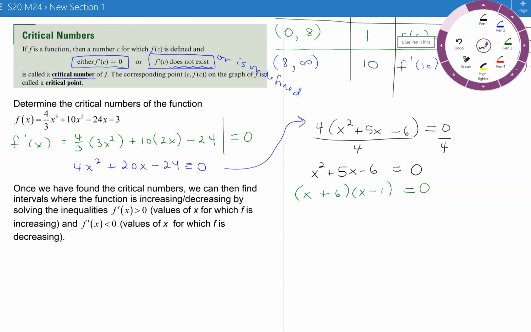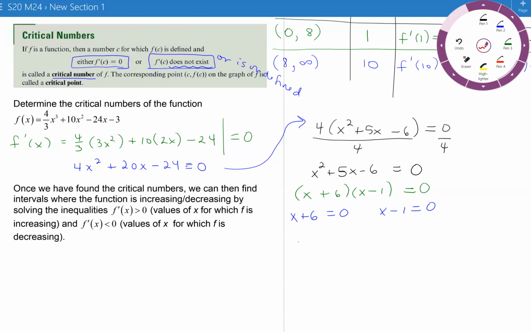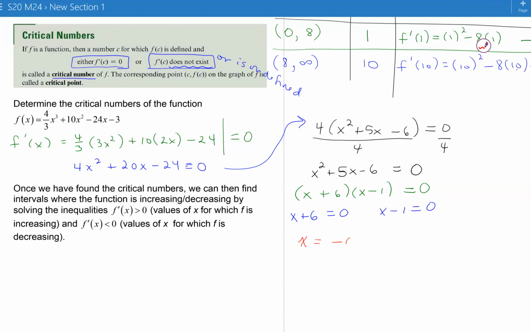And then we're going to use the zero product property that says these two things multiply together to 0. One or the other of them has to be 0. So that's going to allow us to find our critical numbers of -6 and 1. And that's all that's being asked. So don't do more than you're asked, but do all that you're asked. Determine the critical numbers. We're done. We have found the critical numbers.